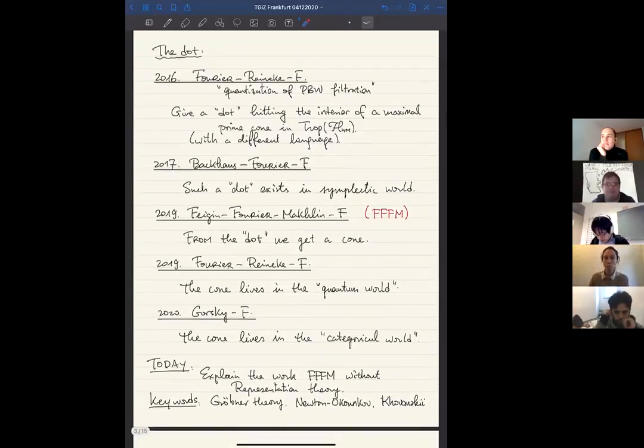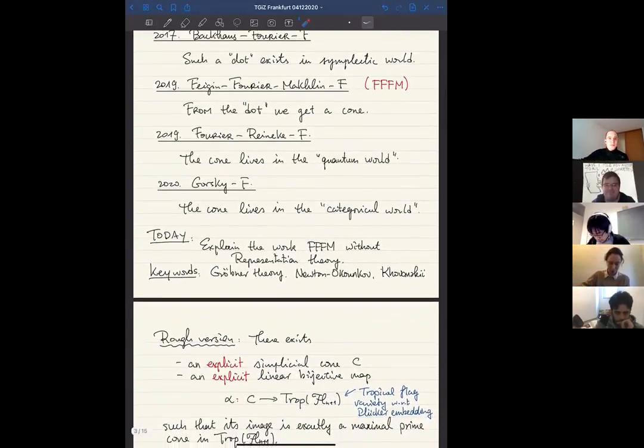And today, my goal is to explain this work of FFFM in a different language, without representation theory. So as Martin suggested, I will try. Okay, and today's keywords are Gröbner theory, maybe Newton or Kontsevich idea, and Khovanskii.